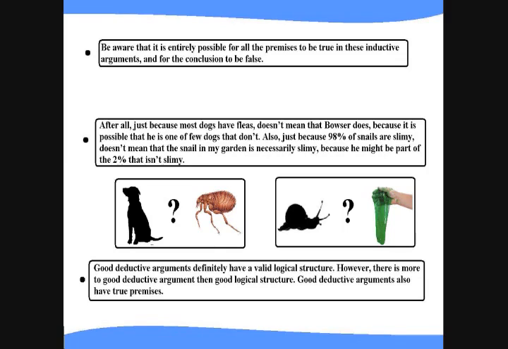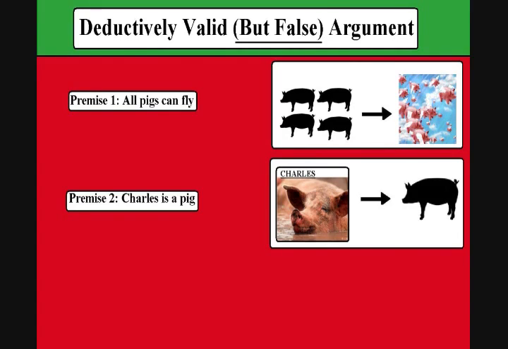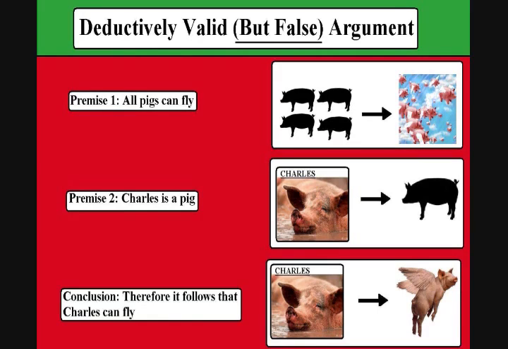Good deductive arguments have valid logical structure. However, there is more to deductive arguments than good logical structure. Good deductive arguments also have true premises. To make this point hit home, look at the following argument. Premise 1. All pigs can fly. Premise 2. Charles is a pig. Conclusion. Therefore, it follows that Charles can fly.